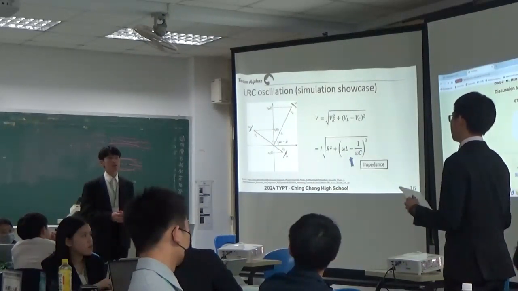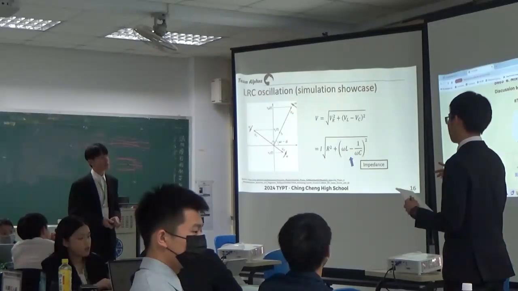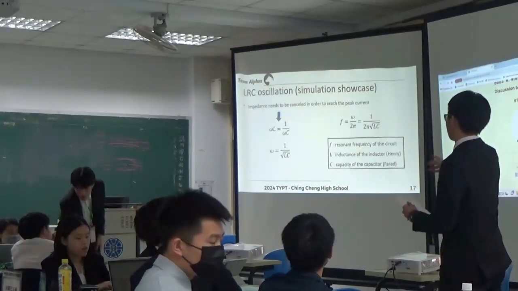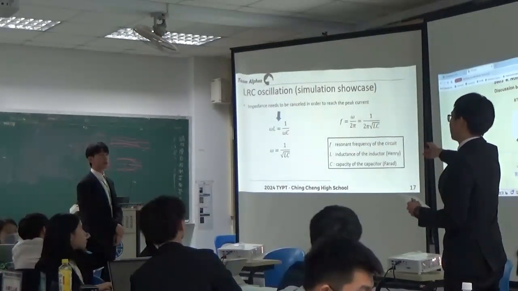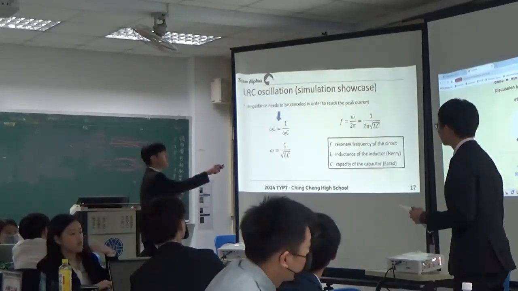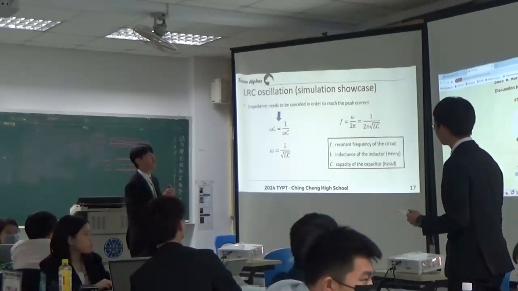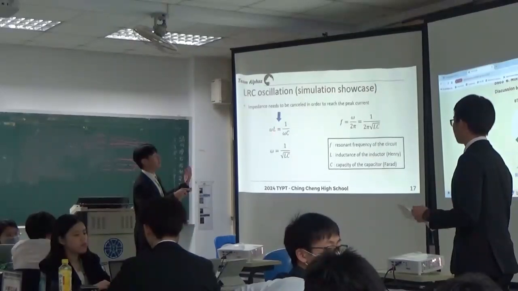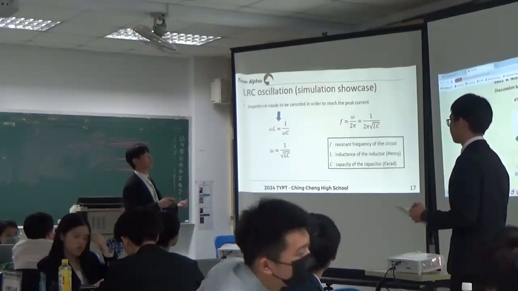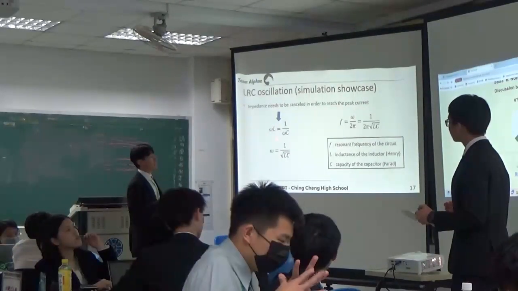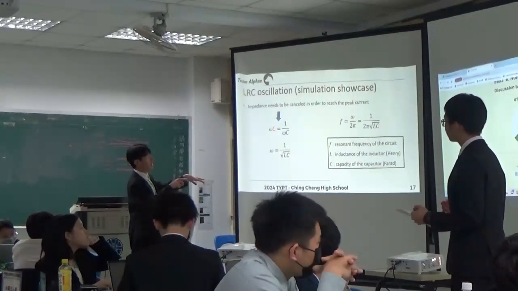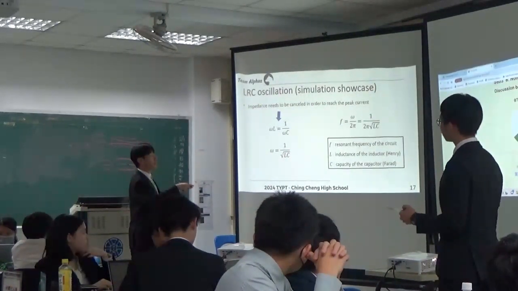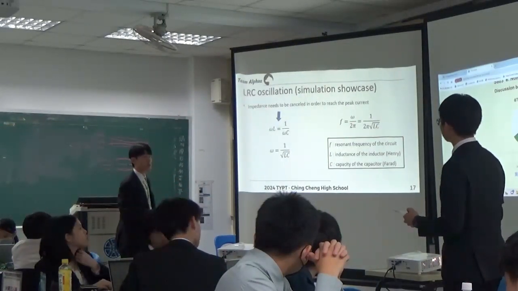About the resonance frequency, it is 1 over 2 pi root LC. How do you get it? From this formula, the impedance needs to be cancelled in order to reach the peak voltage. Omega is the angular frequency, and we move the terms to either side, and then we get the angular frequency. We need to divide it by 2 pi to get the resonance frequency.